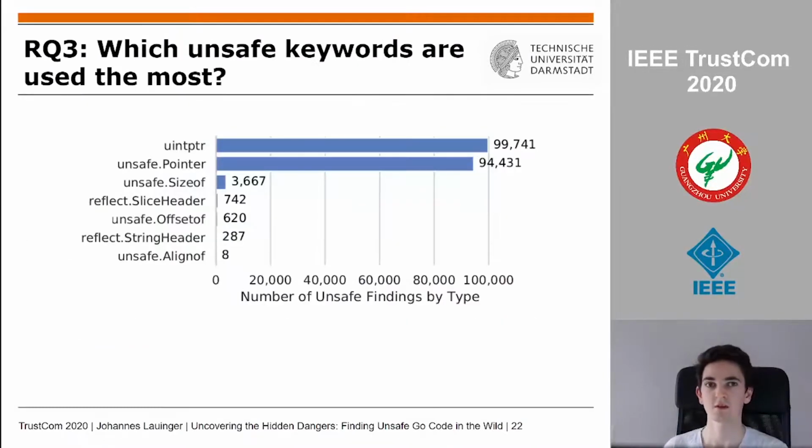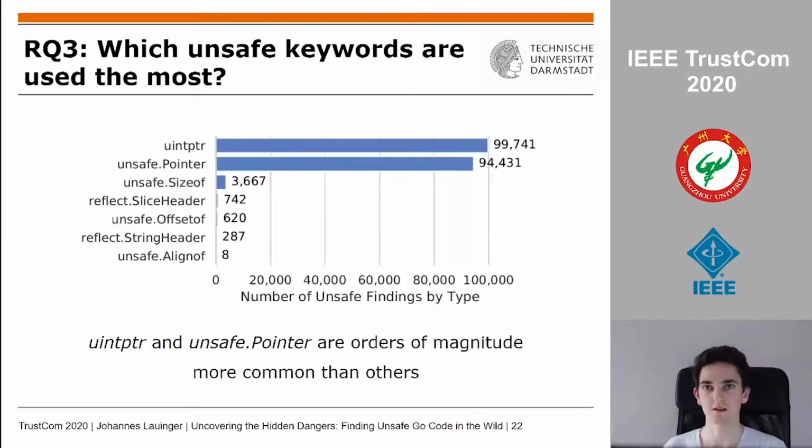The third research question covers the distribution of different unsafe keywords. Remember, there are 4 members of the unsafe package, and then there's also string and slice header and the uintptr raw memory address type. We found that uintptr and unsafe.Pointer are by far the most commonly used ones. In fact, they're used orders of magnitude more commonly than the others. unsafe.Sizeof is the next most common, while the others have less than 1,000 usages in our dataset.